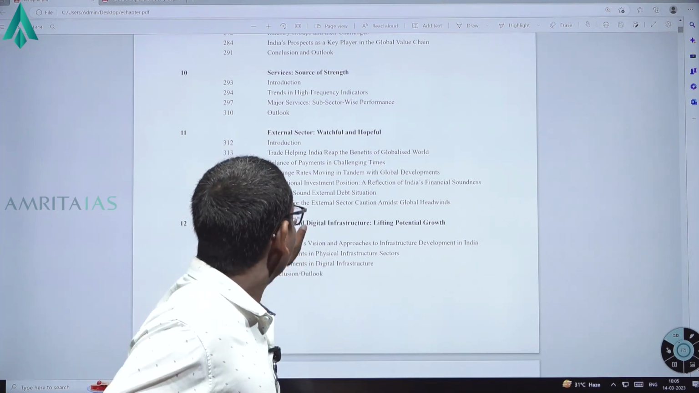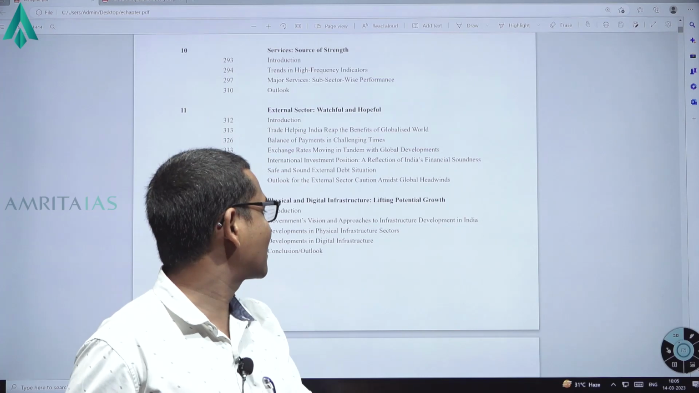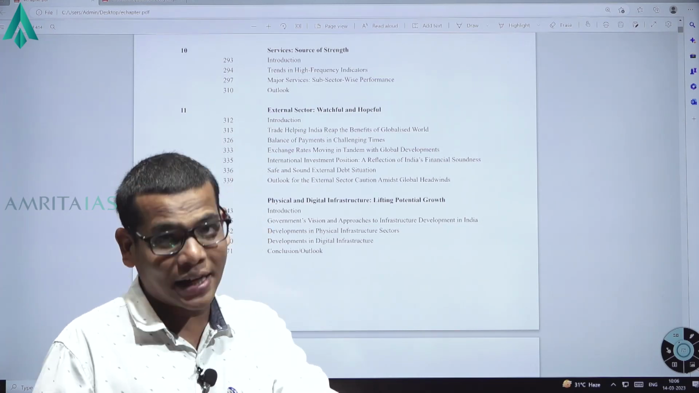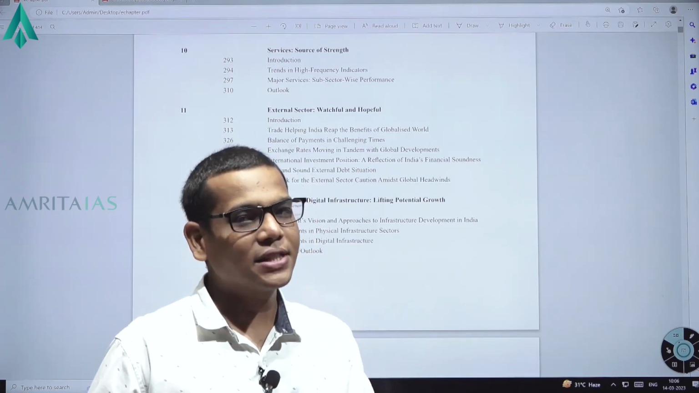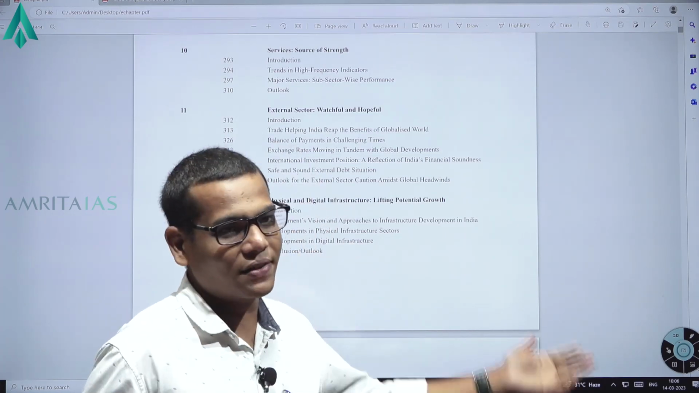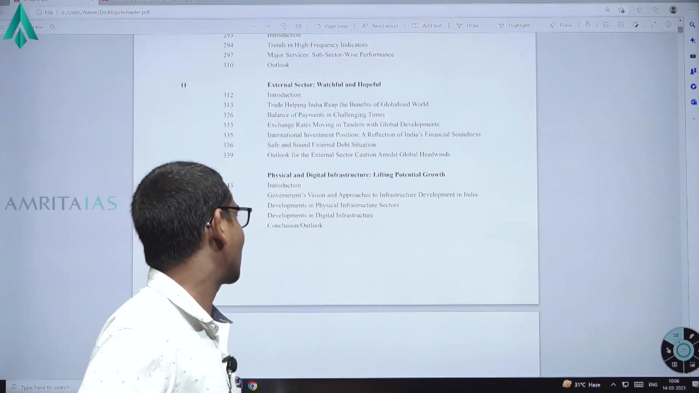So this is related to the external sector, and they have given an outlook for the external sector, caution amidst the global headwinds, because the world economy is facing some headwinds. So definitely it has its own impact, and the survey has tried to analyze it. Next, physical and digital infrastructure lifting potential growth.